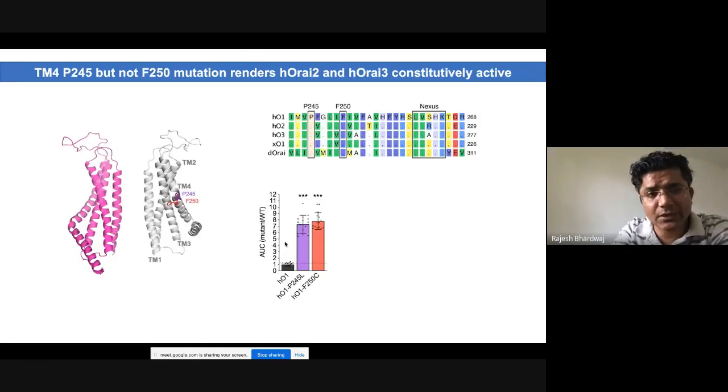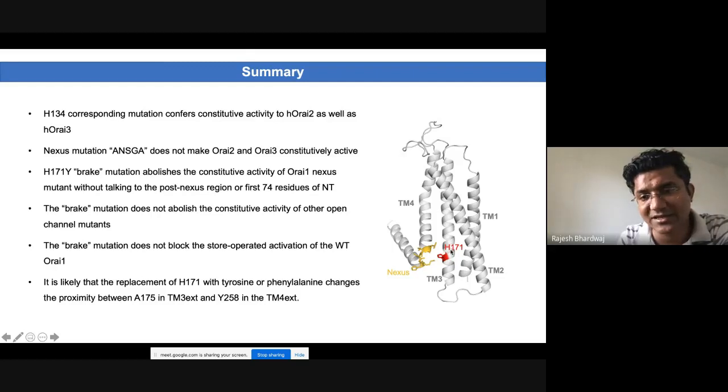So what I will take you through is the very recent data. Just to come back here at this stage, we made the tyrosines in human ORI2 and human ORI3 into histidines, but that was not sufficient to bring constitutive activation of the Nexus mutants of human ORI2 and human ORI3. That led us to think that maybe there are additional break points that would not allow the constitutive activation, because the conformational relay is broken at some checkpoints throughout the length of the protein.